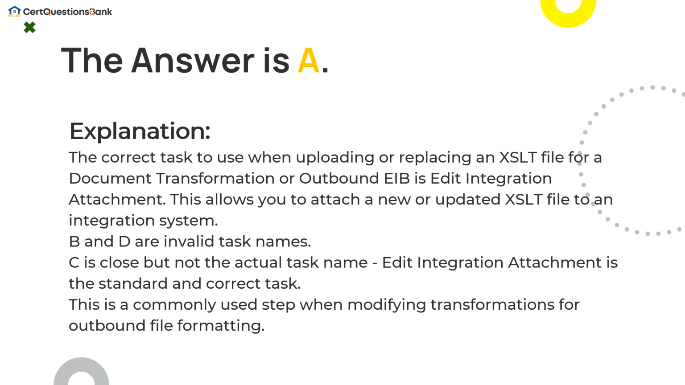The answer is A. The correct task to use when uploading or replacing an XSLT file for a document transformation or outbound IB is Edit Integration Attachment. This allows you to attach a new or updated XSLT file to an integration system. B and D are invalid task names. C is close but not the actual task name. Edit integration attachment is the standard and correct task. This is a commonly used step when modifying transformations for outbound file formatting.